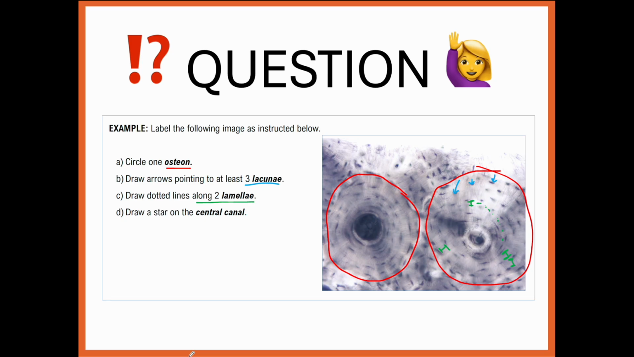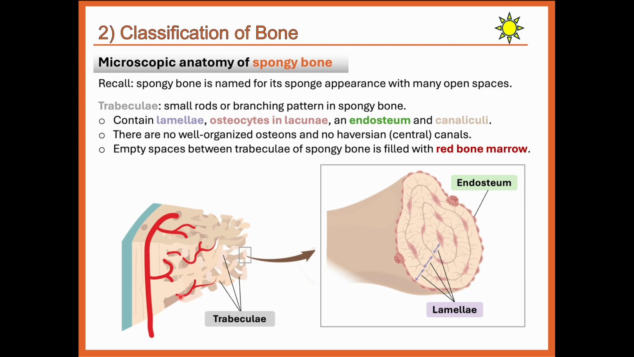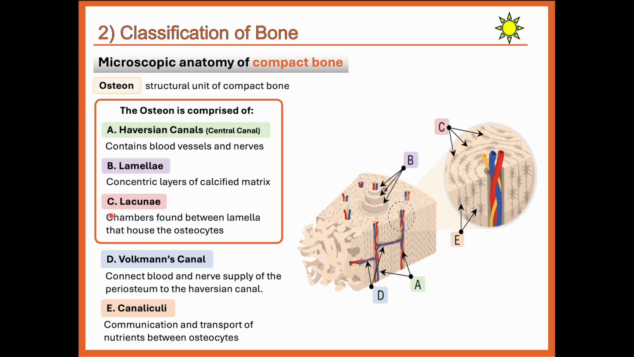And then it says over here to draw a star on the central canal. So the central canal is found over here and over here. What do we find in it? We find blood vessels and we find nerves, right? Amazing. So that was the microscopic anatomy of compact bone.